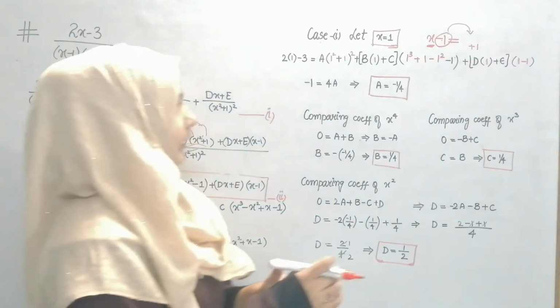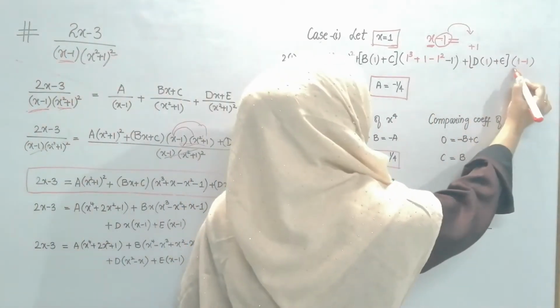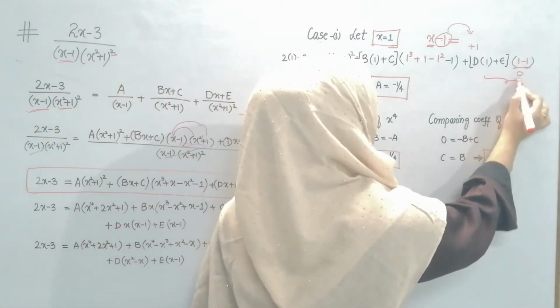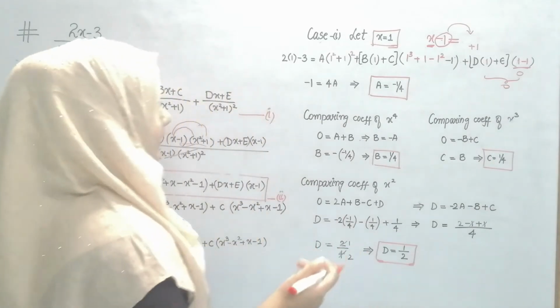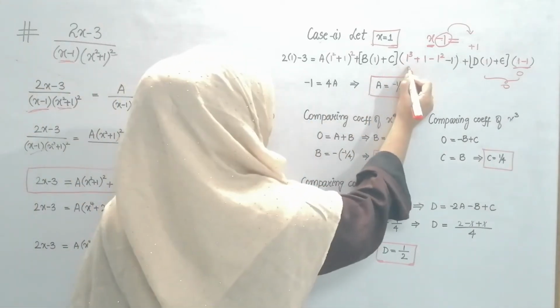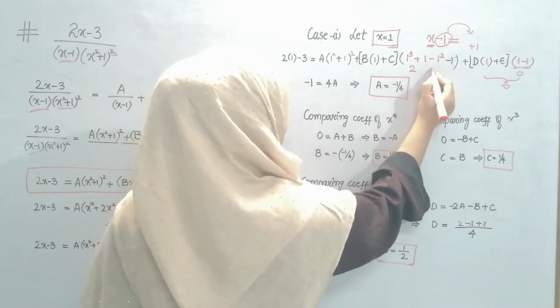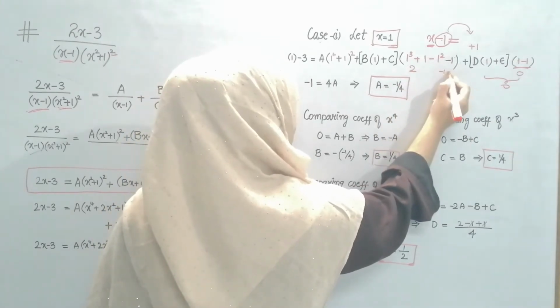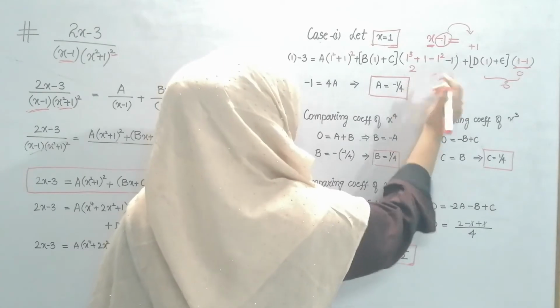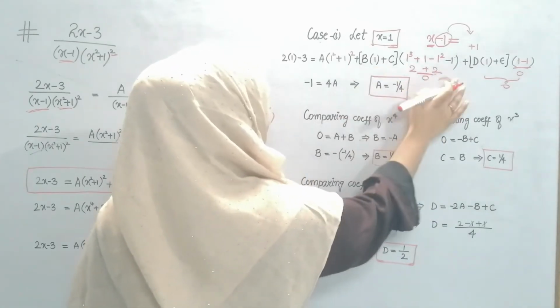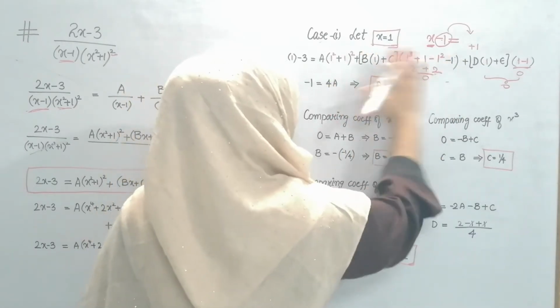Done. Now see here, this term 1 minus 1, 0. So 0 into anything becomes 0. This entire thing becomes 0. Similarly here, 1 cube is 1. 1 plus 1 is what? 2. Now 1 square is what? 1. Minus 1 is minus 2, right? So plus 2 minus 2 is what? 0. So 0 into anything is what? 0. This entire term became 0.